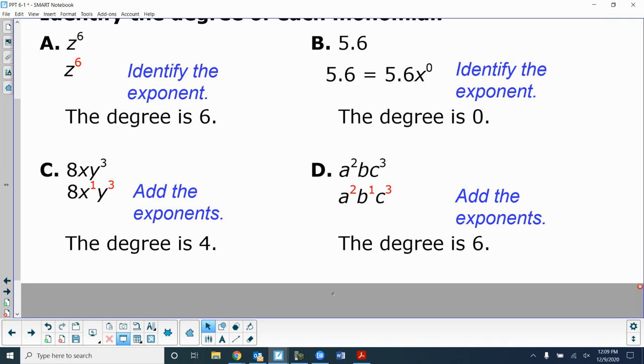So you don't worry about this. We call the numbers in front coefficients, right? So we don't worry about the coefficient. We look at the variables, and then we look at their exponents. If there's no exponent there, 1 is understood to be there, right? So don't forget about that 1. So far, so good?